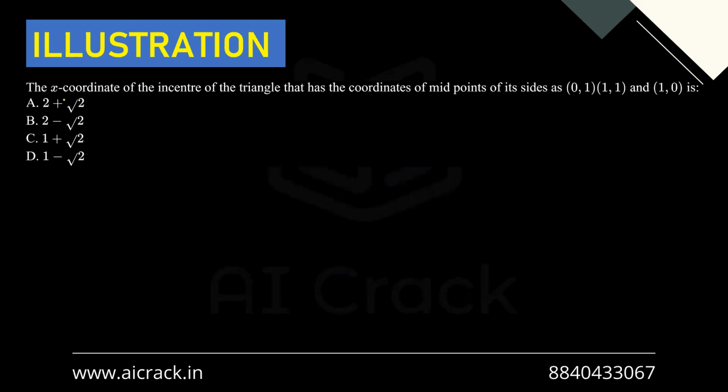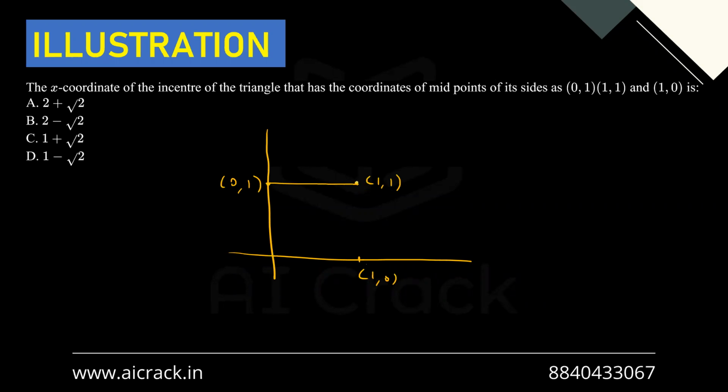Now let's look at this question. The x coordinate of the incenter of the triangle that has the midpoints of its sides at (0, 1), (1, 1), and (1, 0) is. Again, I can see some kind of symmetry over here. We have (1, 1) over here, (1, 0), and (0, 1) over here. Now I can see that this line is perfectly horizontal and this line is perfectly vertical. Basically, this is 90 degrees, because this line is horizontal, right?